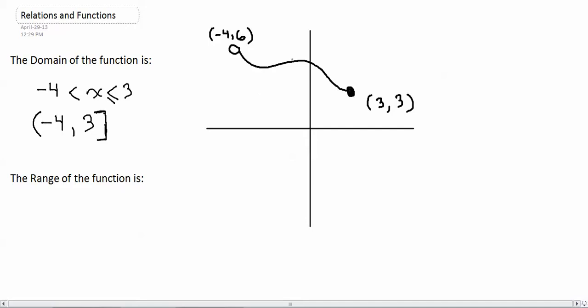Okay, so let's see what we get here. We're going to start off by taking a look at the lowest value that y takes on. Well, the lowest value that y takes is this value right here, 3. What's the highest value, the largest value that y takes? Okay, 6. But this endpoint here is not included.